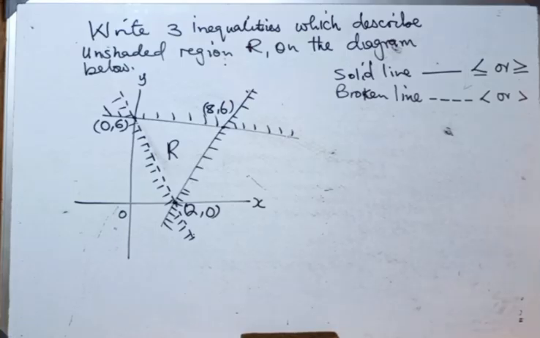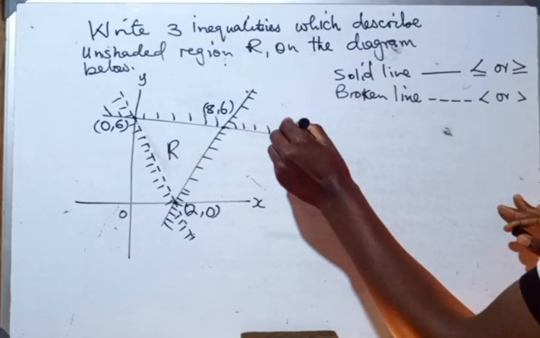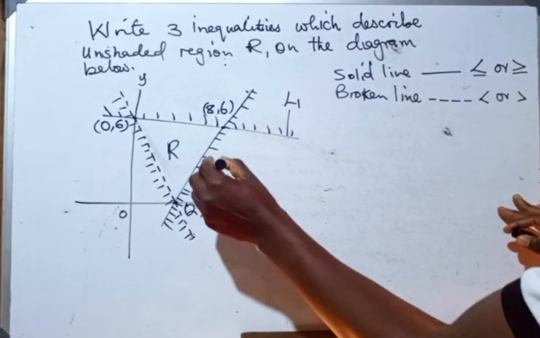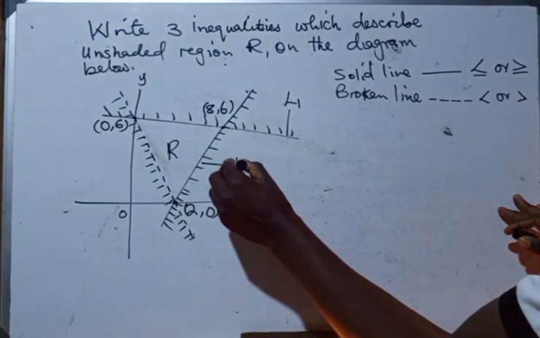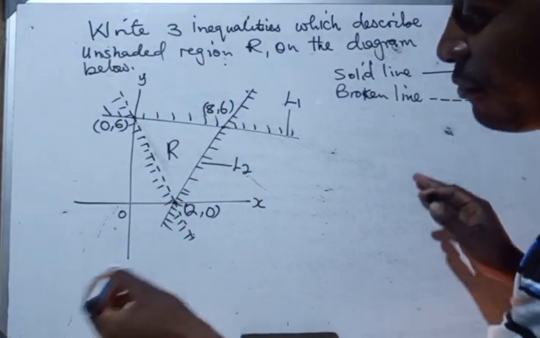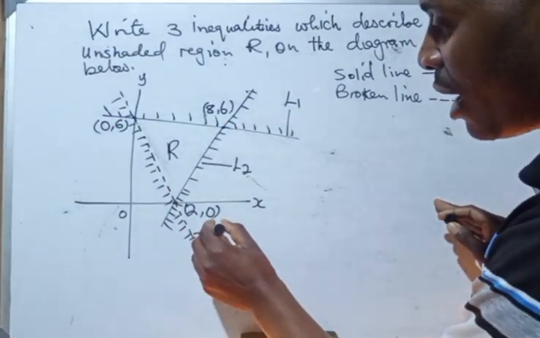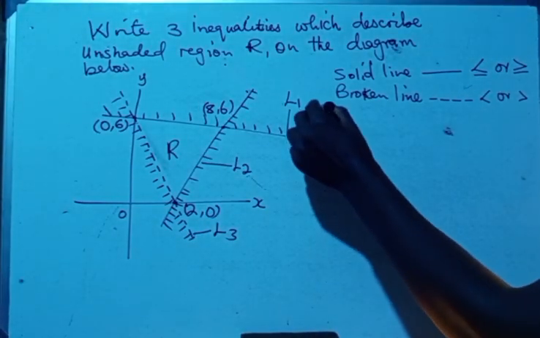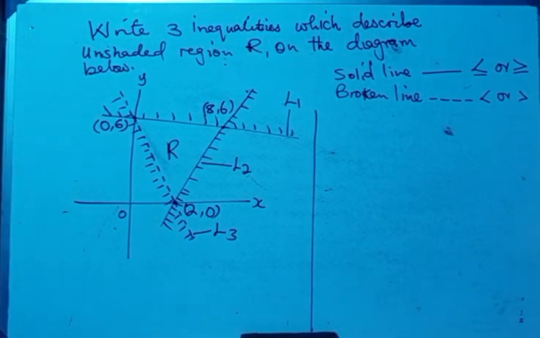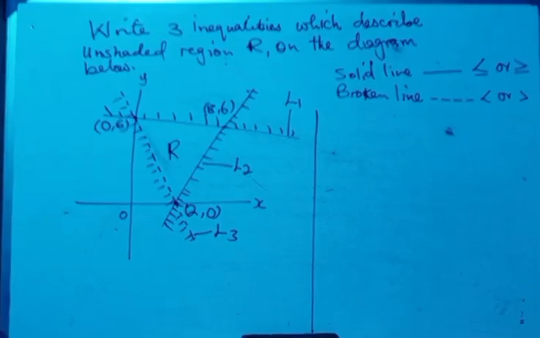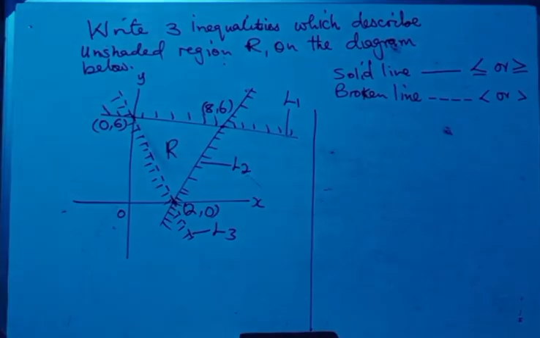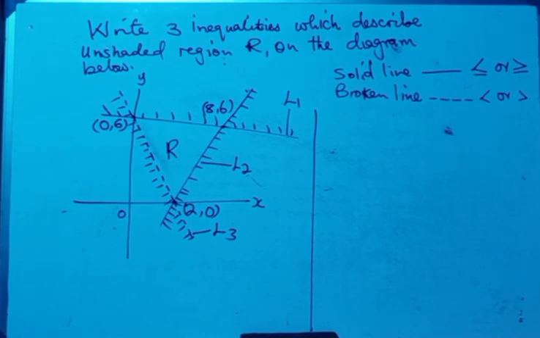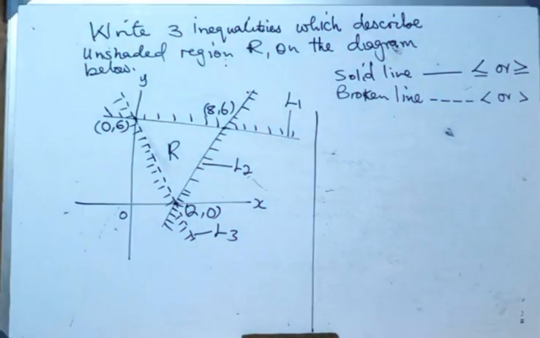Now, let me name these lines. This one I'll name as line 1. This one I'll name as line 2. Bear with me, this is what I've chosen. It's up to you, the way you are going to name them. So I will start with line 1. What is line 1?